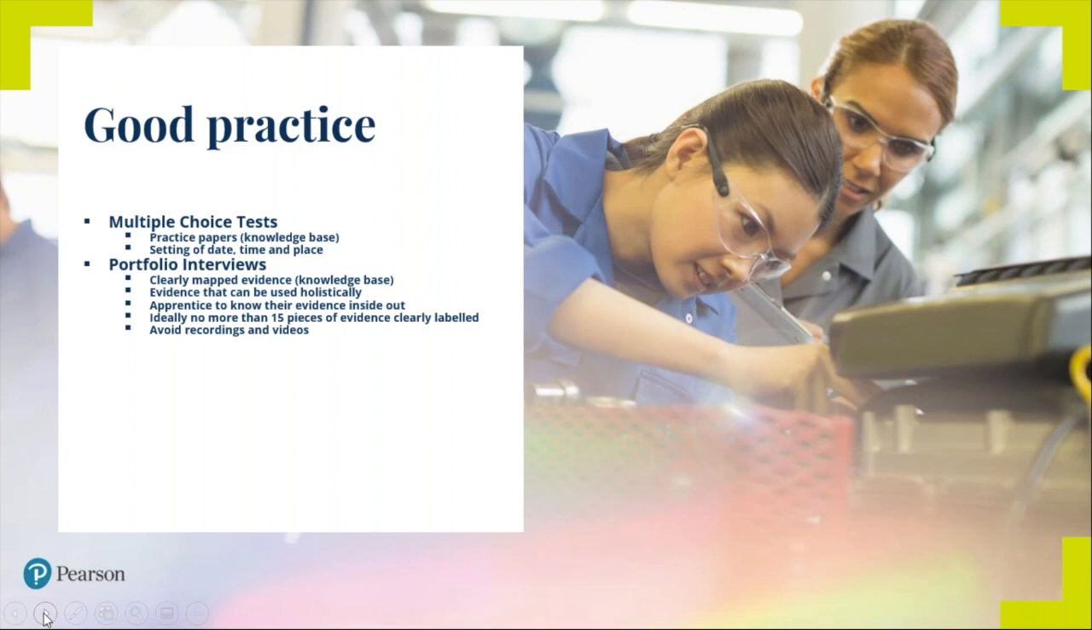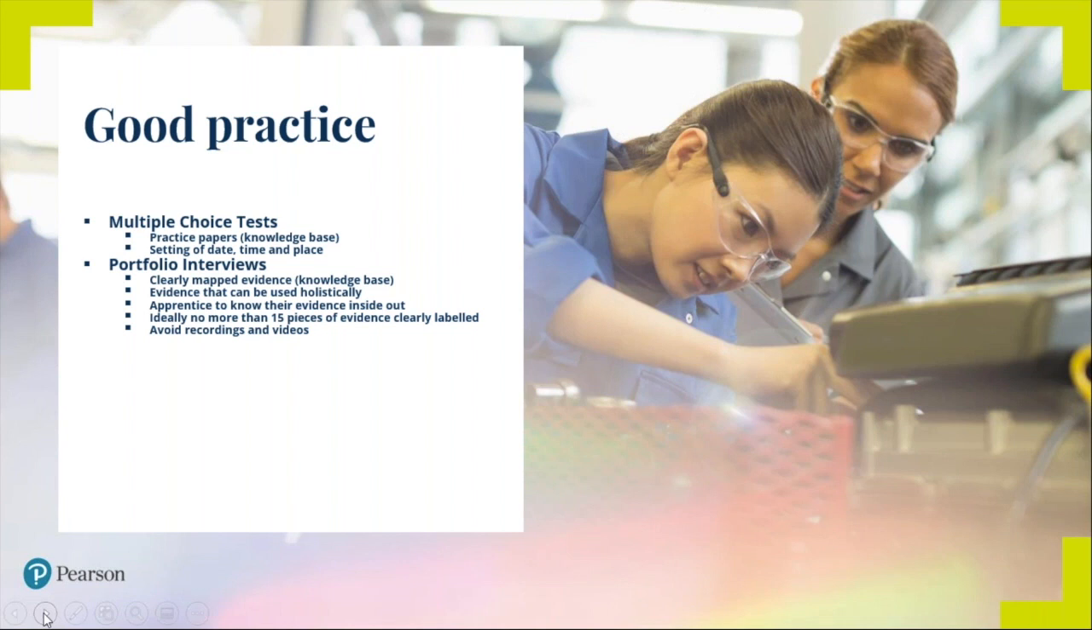Another good point is using evidence that can be used holistically. So a good witness testimony or a good observation that may cover many of the grade criteria. Rather than having many pieces of evidence, they can have more quality evidence that can be used holistically. And the apprentice should know that evidence inside out. They should read it, know where to find those grade criteria, and they can pinpoint that easily.